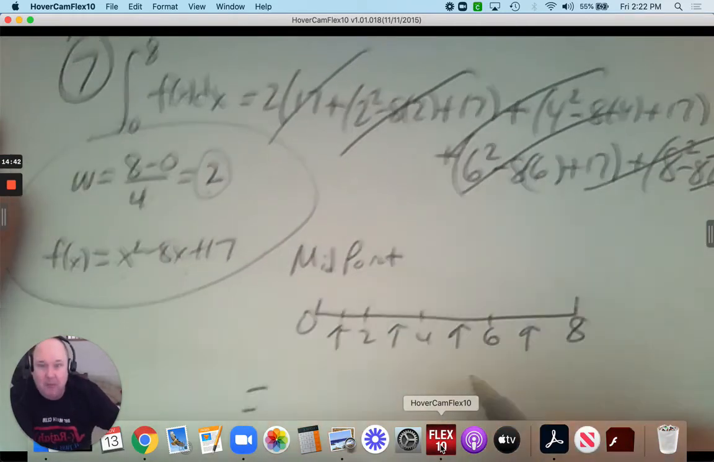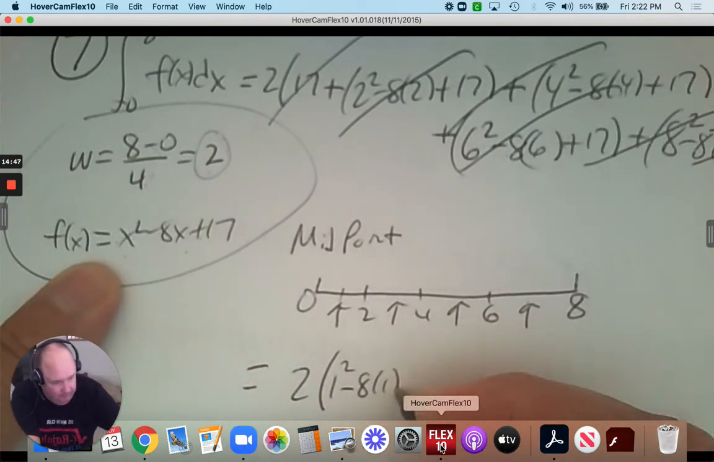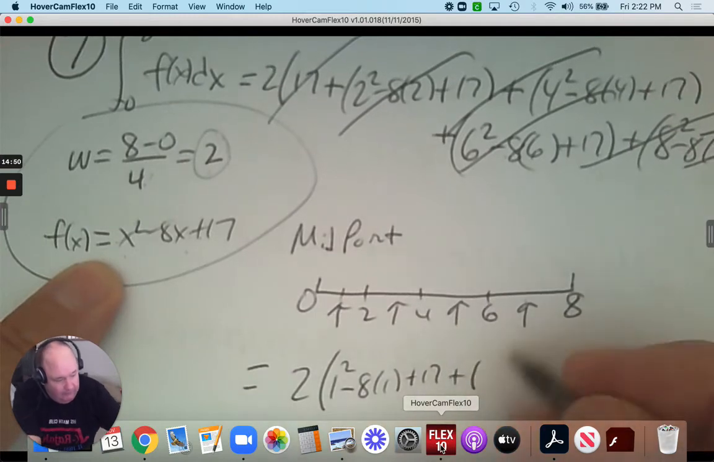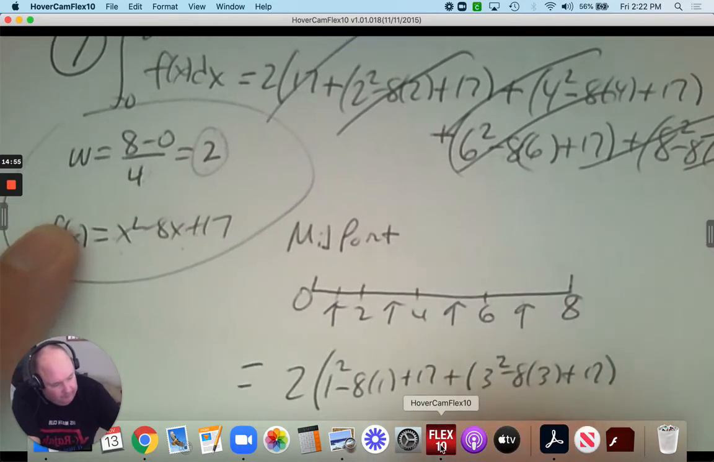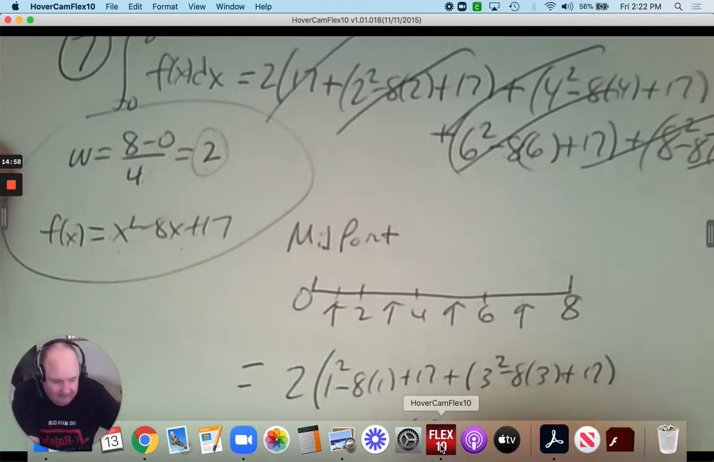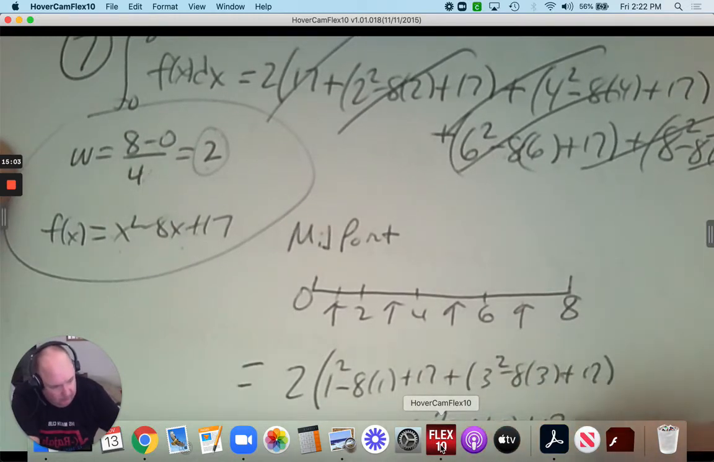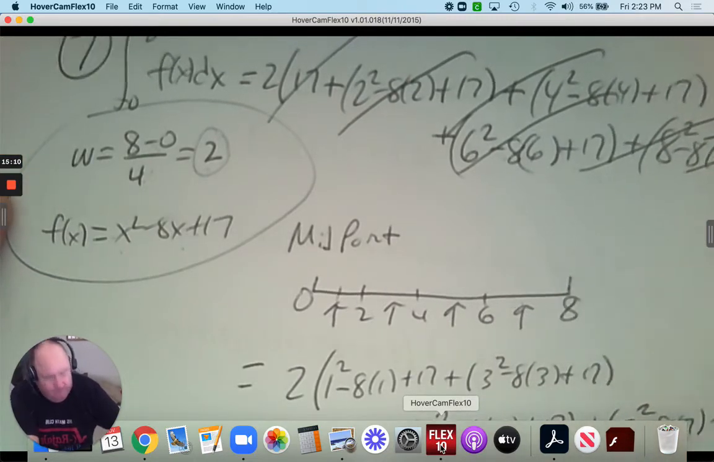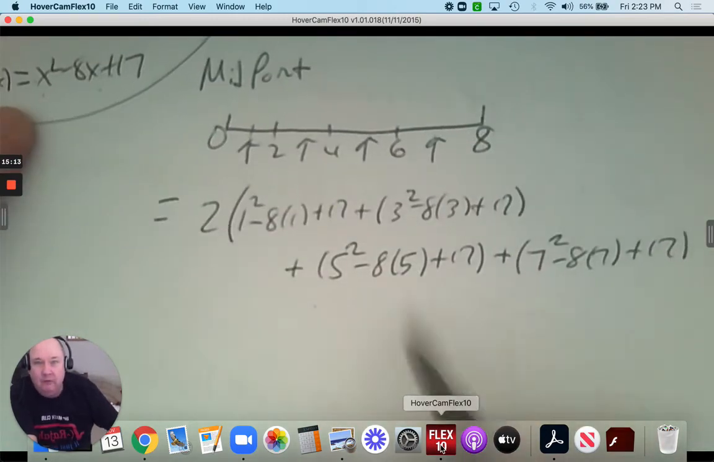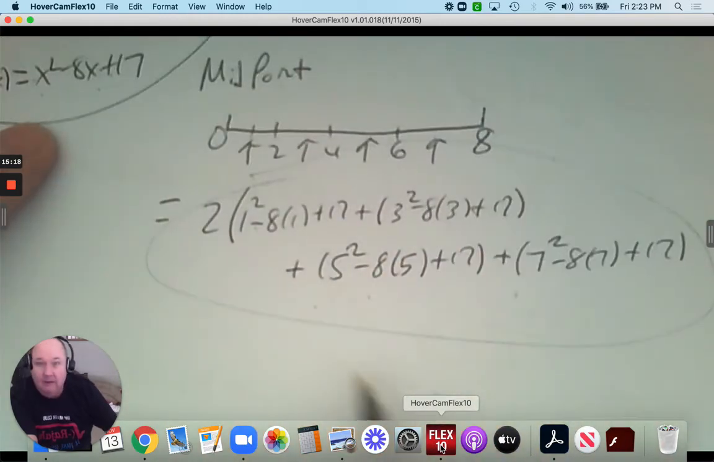So if I did it properly and thought about it, it'd be 2, and then you plug in 1. Then you plug in 3. Then you plug in 5. And then lastly, you plug in 7. That's a midpoint. And I wasn't thinking. Sorry. So for a midpoint, you'd use 1, 3, 5, and 7. That's better thinking than what I did before I just went into the problem.